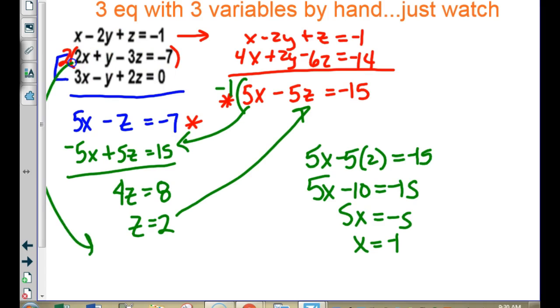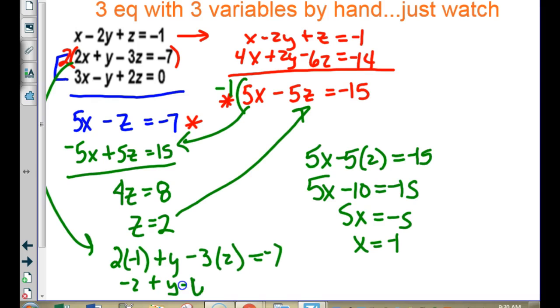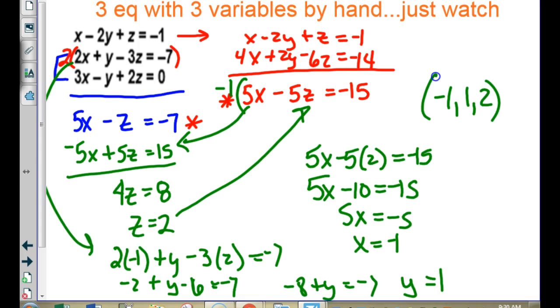I'm going to pick this middle one, 2x plus... no, sorry, supposed to be putting that negative 1 in there. I'm like, wait a minute. 2 times negative 1 plus y minus 3 times 2 equals negative 7. So I had negative 2 plus y minus 6 equals negative 7. That's a negative 8 plus y equals negative 7. So I got y equals 1, I think. So I wound up with a negative 1, a 1, and a 2. Okay.